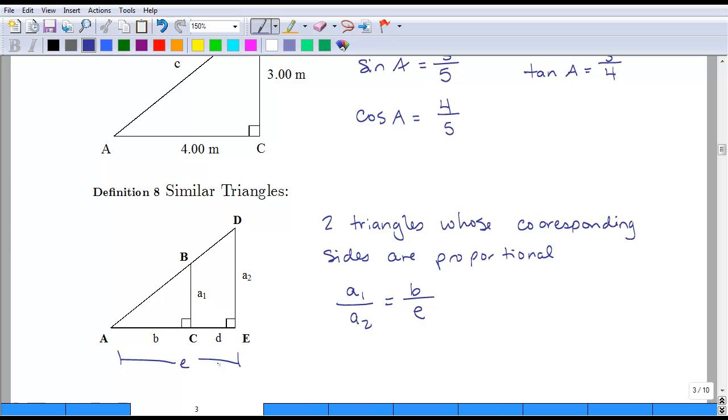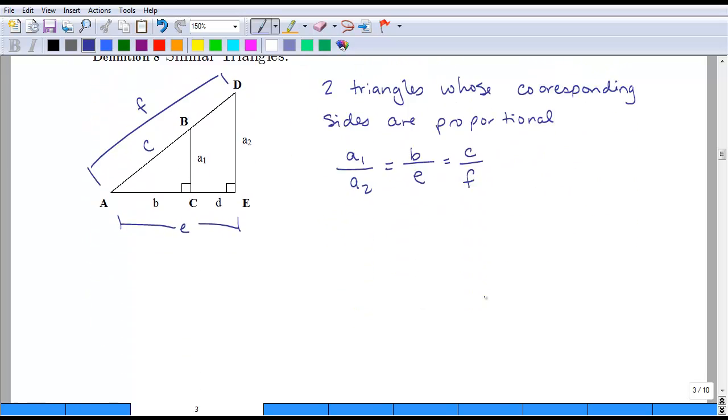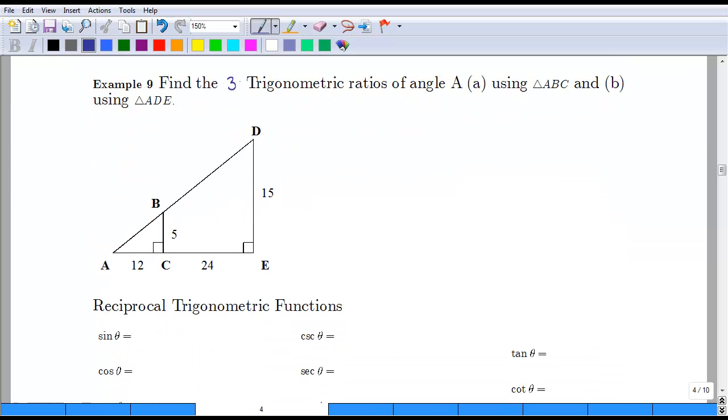Likewise for the hypotenuse. If we called this C here, and we called this entire length here F, we would get the same ratio, C to F. All of those would come out to be the same number. And we'll see how this works on the next example.